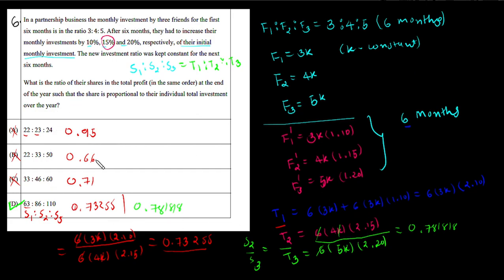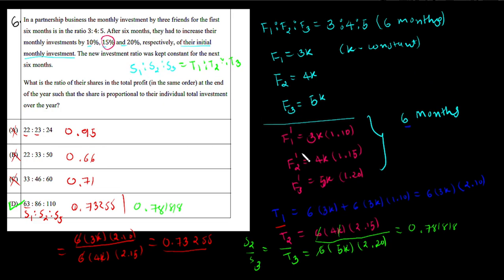So you can easily find the answer. Let's again quickly look at the process. First of all, we were given the ratio for the first 6 months. So we assume a general constant and write the amounts this way for the three different friends. For the next 6 months, the ratio has to change because they increase their investment by 10%, 50% and 20% respectively. So now the new investments for the three friends are this way, and we have to find the ratio of the individual share of these three friends.